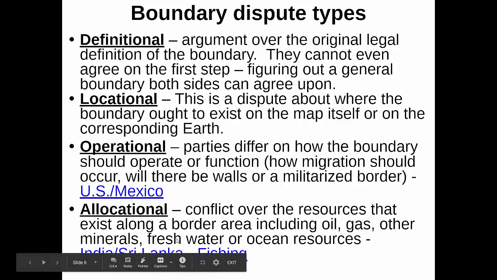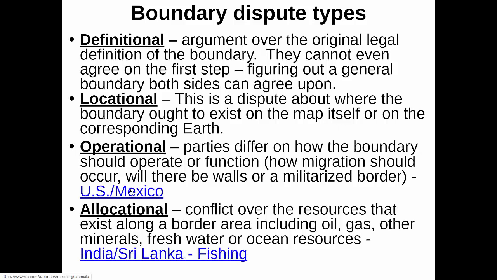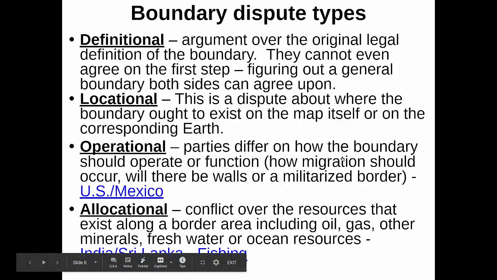Guys, watch this amazing video. It's about 14 minutes long on the United States and Mexico and the operational border disputes that they have with one another. And then finally, your last boundary dispute is allocational. Allocational is a conflict over resources that exist along a border.